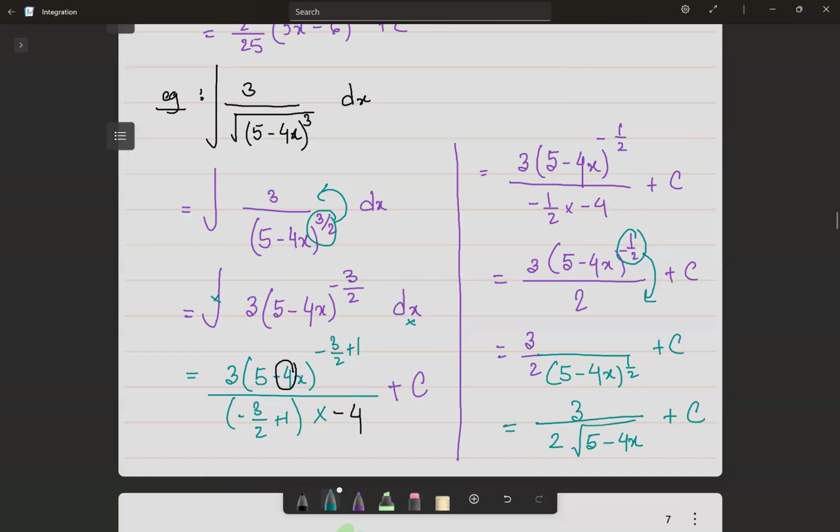So this is how we do indefinite integration in algebraic expressions. With this, we are done with today's lecture. In the next lecture, we will be dealing with trigonometric and exponential expressions. Stay tuned for the next one.